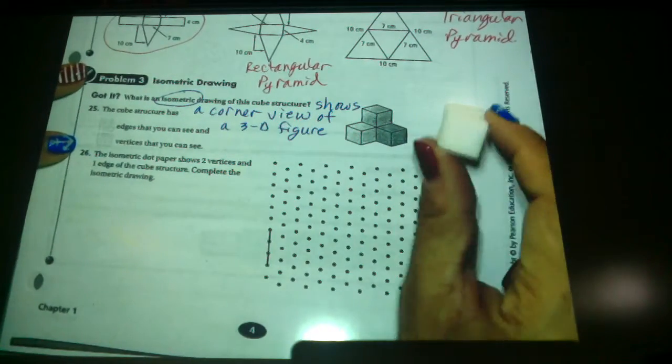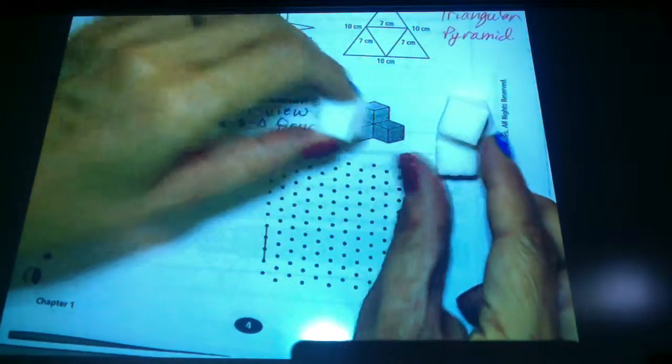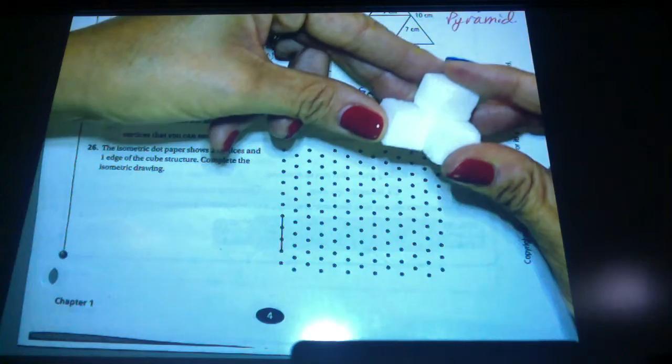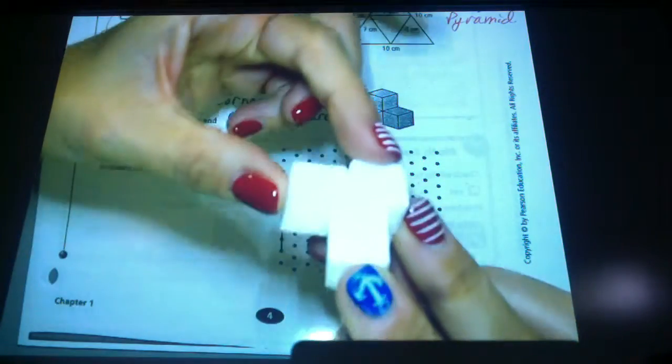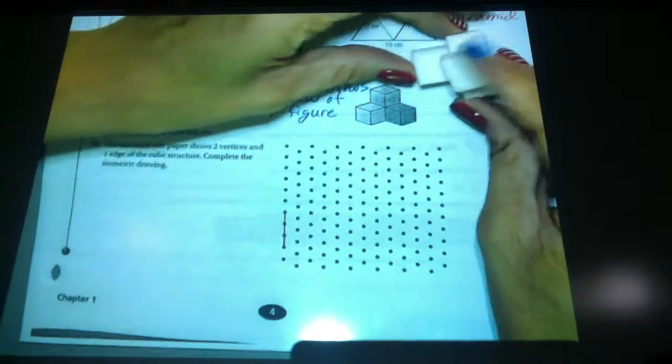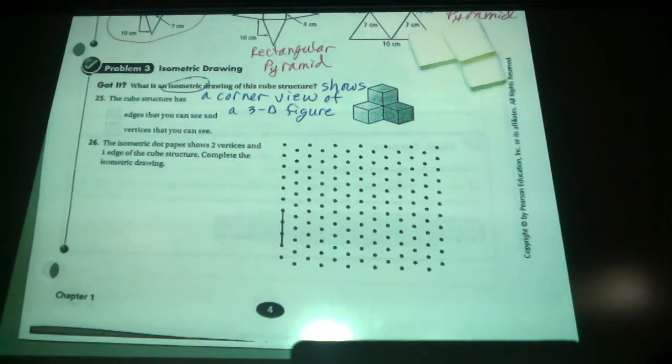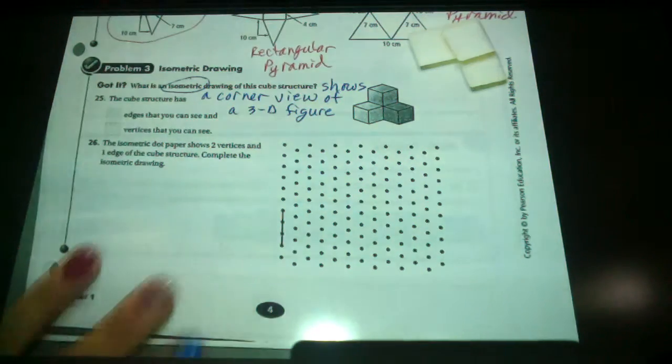So in order to build this, wouldn't it look like this? There's my corner view, right? And so you have to have that 4th cube there. It's falling apart. So this is the actual 3-dimensional thing that they drew isometrically. So now we're looking at the top of that, right? We'll talk about different views in a minute because that's a different type of drawing.